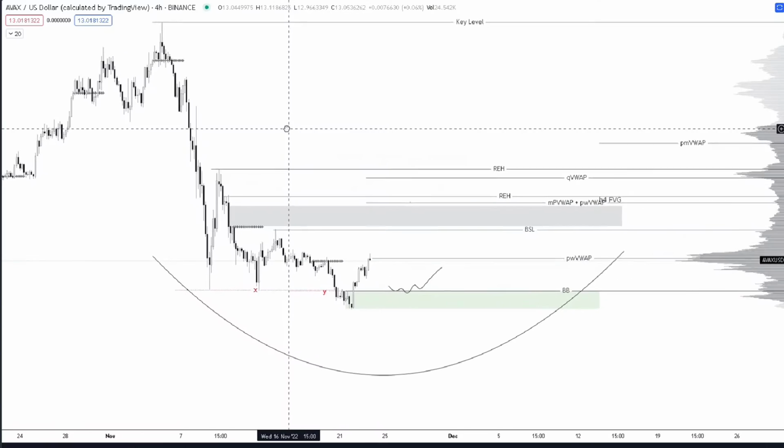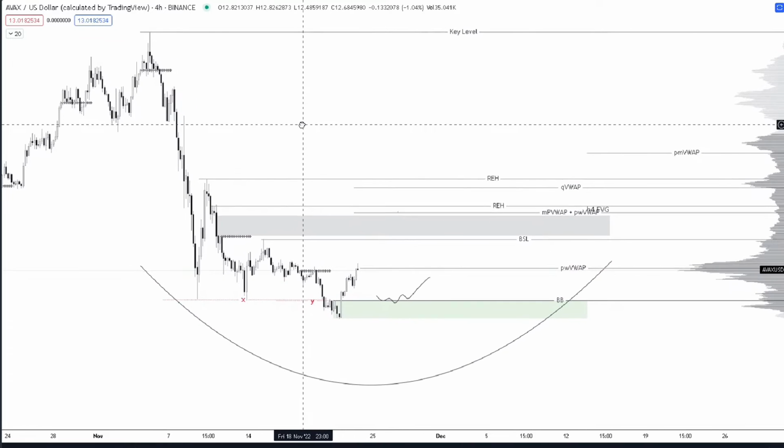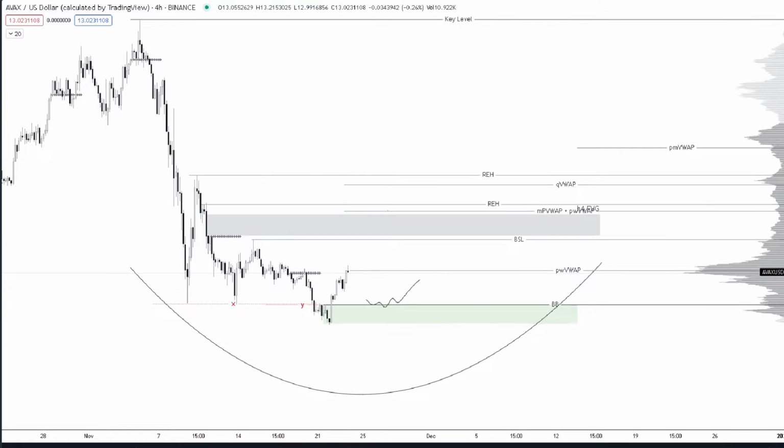Alright, so let's get started with our analysis of AVAX. So AVAX is looking really good here. This price action is absolutely pristine for setting up for a swing trade, and I'll get to exactly why.